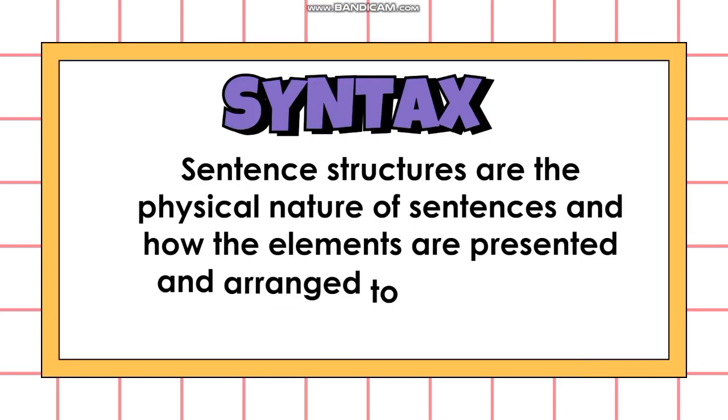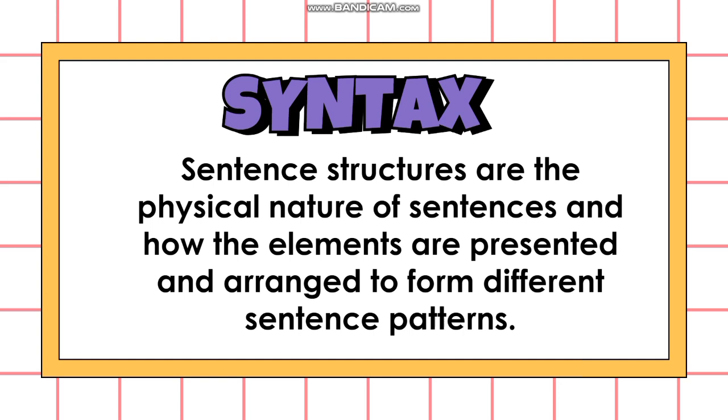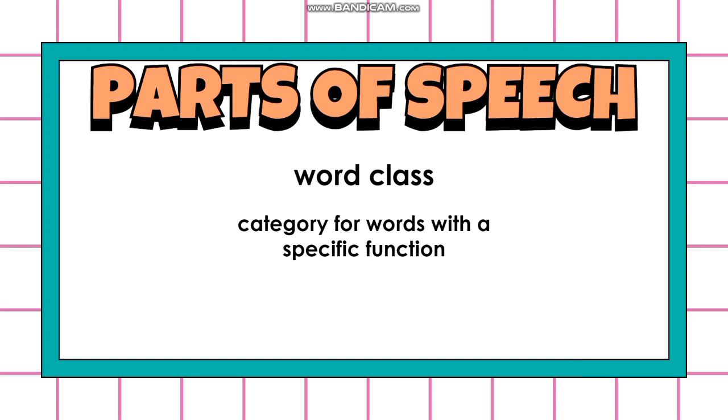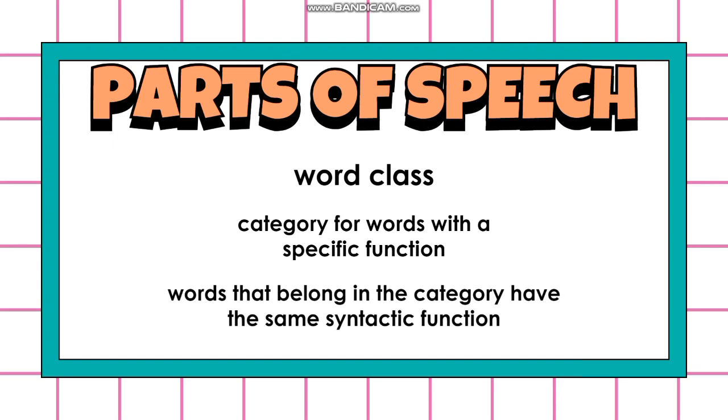Sentence structures are the physical nature of sentences and how the elements are presented and arranged to form different sentence patterns. Now, what is a part of speech? Each part of speech is a word class or category for words with a specific function, such that the words that belong in the category have the same syntactic function. This means that every part of speech is an indication of how the words function in meaning as well as syntactically or grammatically within a sentence.